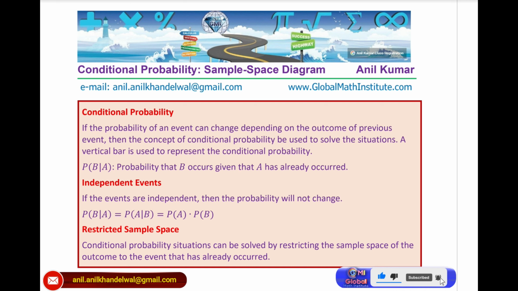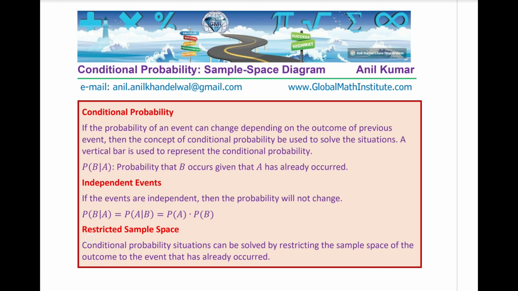Now, to solve this particular question, we'll follow a very important concept, and that is restricted sample space. So let us first understand this concept. Conditional probability situations can be solved by restricting the sample space of the outcomes to the event that has already occurred. We'll see how this principle will be used to solve our example.